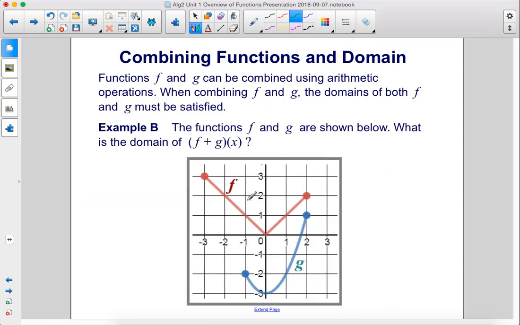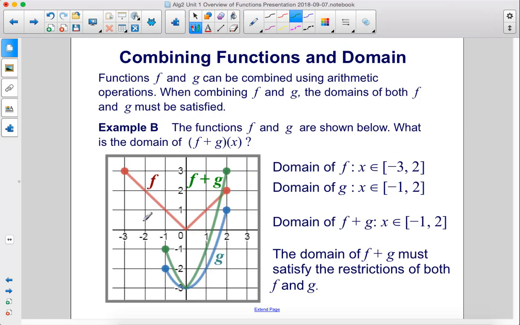Example B. The functions f and g are shown below. What is the domain of f plus g of x? Alright, well, the domain of f is all the numbers between -3 and 2, including -3 and 2. And the domain of g is numbers between -1 and 2, including -1 and 2. So on the next slide, we'll show what the domain of f plus g of x is.